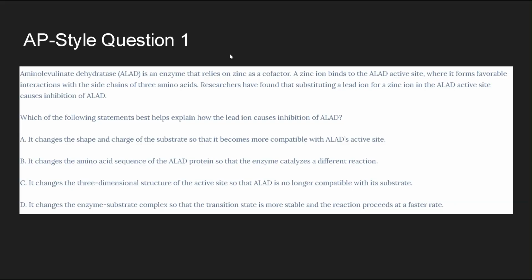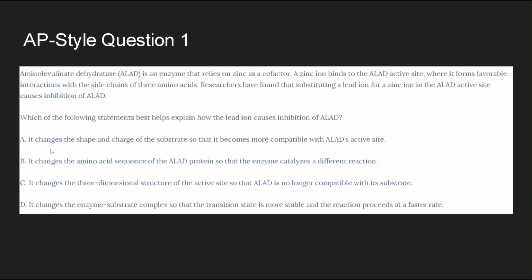Here's an AP-style question for you. ALAD is an enzyme that relies on zinc as a cofactor. A zinc ion binds to ALAD's active site, where it forms favorable interactions with side chains of three amino acids. Researchers have found that substituting a lead ion for a zinc ion in the ALAD active site causes inhibition of ALAD. Which of the following statements best explains how the lead ion causes inhibition of ALAD?